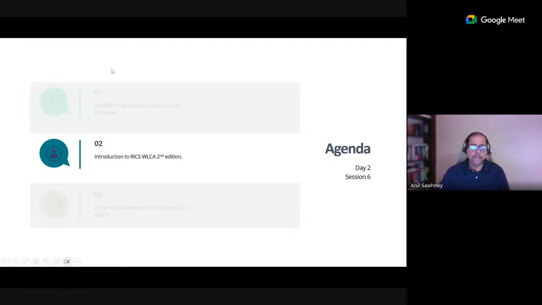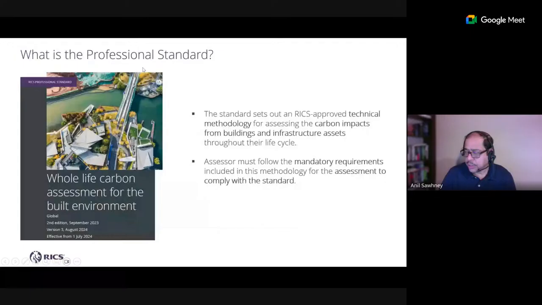So let's move to the second portion, the more important portion of our session today, which is now moving into the whole life carbon assessment for the built environment professional standard that the RICS produces. So I work for the RICS, as you saw in my introduction. We actually produced for its members. RICS is a global professional body with about 140,000 members. We produce standards and best practice guidance for our members.